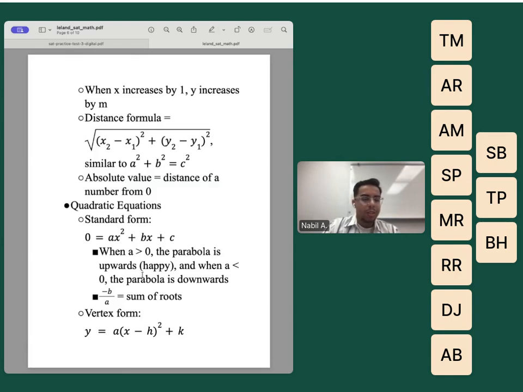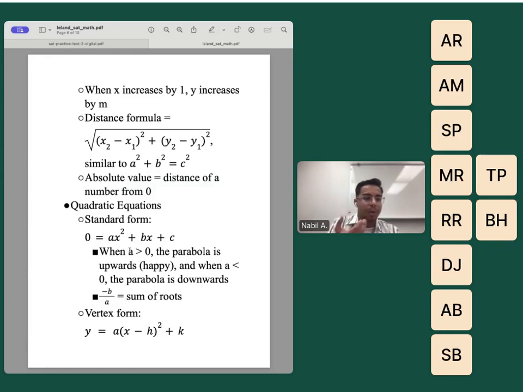There's two ways that the SAT would often want you to express quadratic equations. First in standard form: ax squared plus bx plus c is equal to 0. The reason we set it equal to 0 is this is usually where we'll be able to find our solutions, otherwise known as our x-intercepts or our roots. It's also important to note that whenever a is greater than 0, or positive, the parabola opens upwards. Essentially, it's happy. And when a is negative, it's downwards. It's sad.